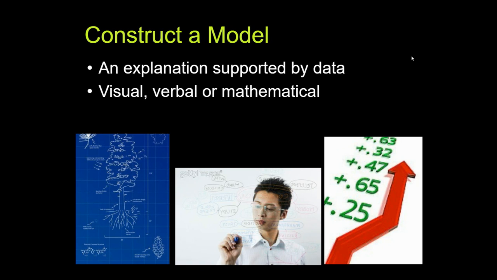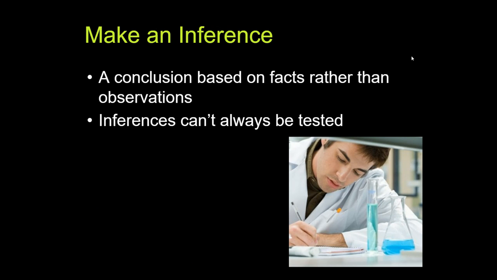Then you can construct a model. Okay, so a model is an explanation supported by the data that you collected. So this model can be visual, verbal, or mathematical. Okay, most of the time people tend to go with a visual model that is presented verbally. Sometimes those visual models do have some math that goes with it. So, sometimes the best models are a combination of all three. All right, make an inference. So this term inference, okay, is a conclusion based on facts rather than observations. Inferences can't always be tested, okay? So an inference is a conclusion based on facts rather than observations.